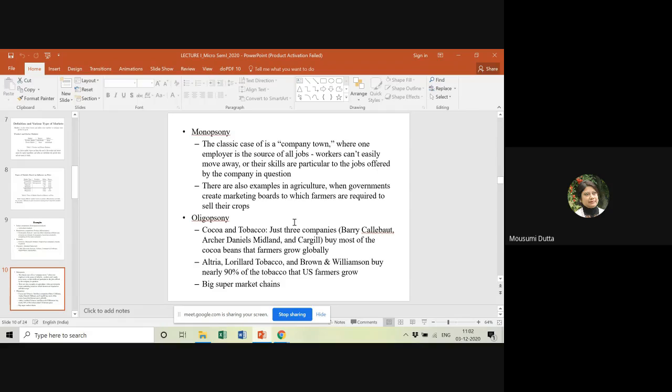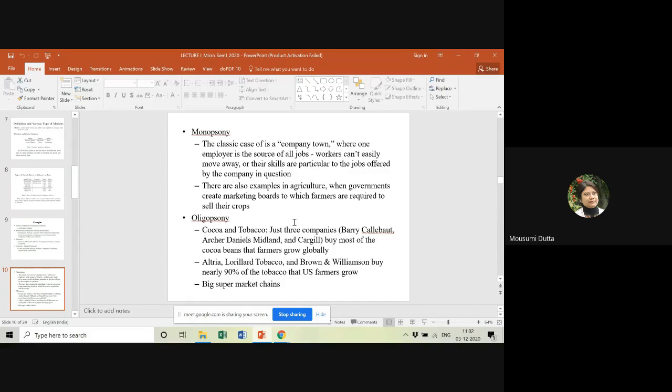And you will find that all the people staying there are somehow related to that company. They are doing different kinds of jobs related to that particular company. So typically it's a monopsony situation. You are investing in a particular area and the entire township is developing, keeping that company in the central position.